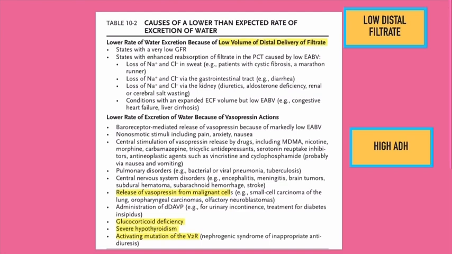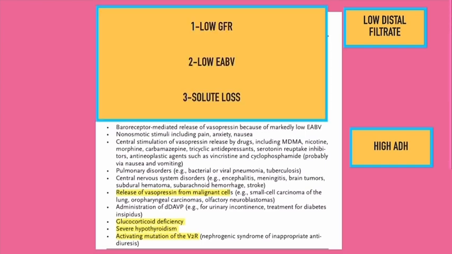So in all these cases, the basic pathology is low effective arterial blood volume, and it can secondarily lead to ADH secretion and retention of free water in our body, that results in hyponatremia. So three mechanisms, that is low GFR, second is low effective arterial blood volume, and third is solute loss through GI tract or sweat. Second is condition associated with high ADH.